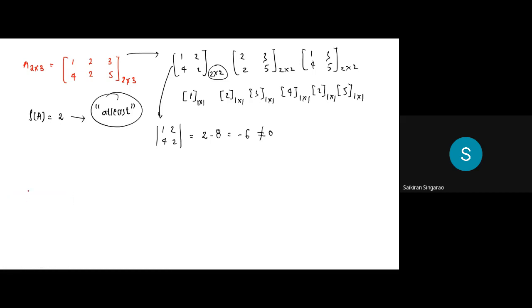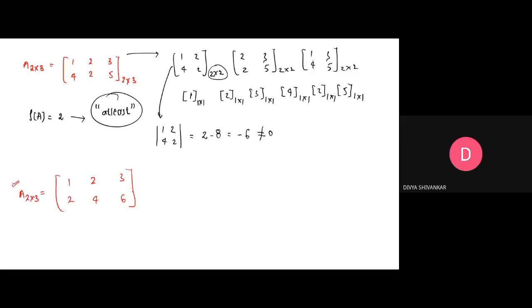No, sir, we are not clear with the definition which you have told. Can you give another example? See, I'll give you one more example. 1, 2, 3, and 2, 4, 6. Can you find at least one 2 cross 2 matrix whose determinant is not equal to 0 from this?